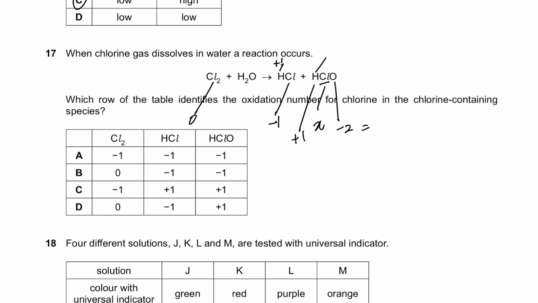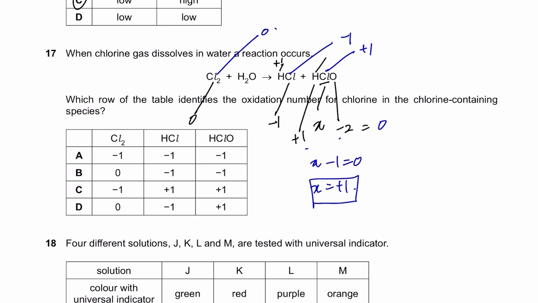You make this equation, and the overall oxidation state of any compound is going to be 0. So X - 2 + 1, which gives you -1, equals 0. X equals +1. So here Cl is +1, here it's -1, here it's 0. Okay? So if I check this, C and A are wrong. 0, -1, +1: D is the right option.